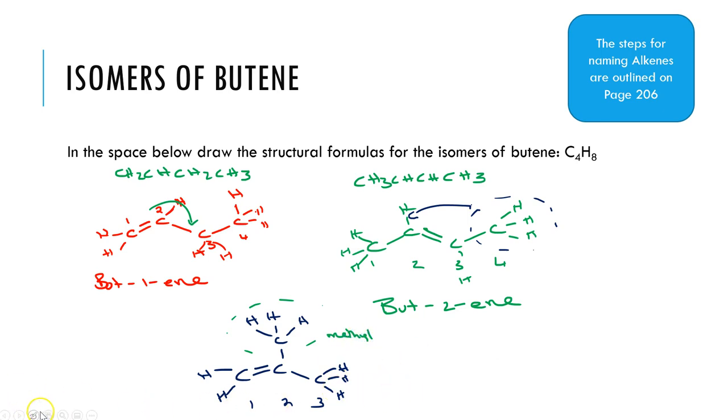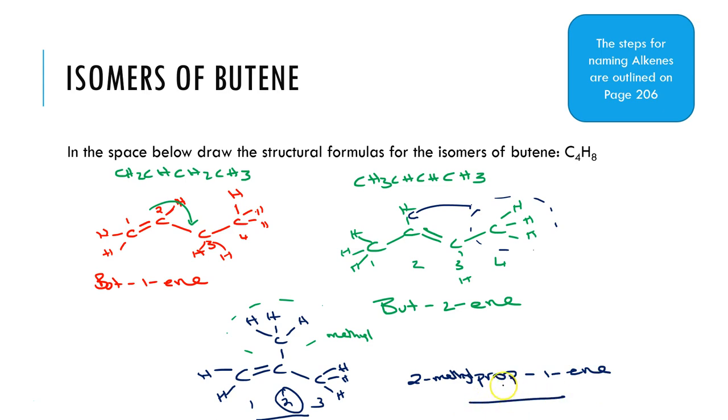So I will now have to start constructing my name. I have but because it is 4. Sorry. I have 3 in my longest chain, so it will be prop. The double bond is on carbon 1. It has a double bond, so it will be ene. I have a methyl group on carbon 2. So it becomes 2-methylprop-1-ene for this one here.